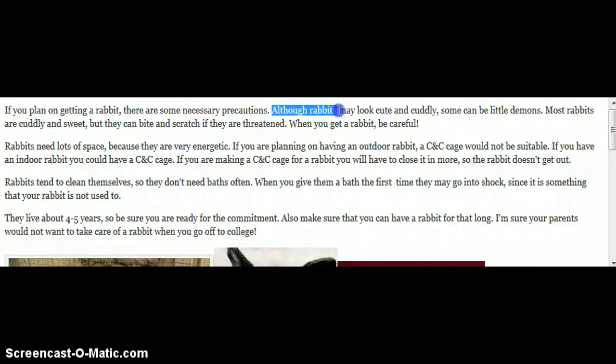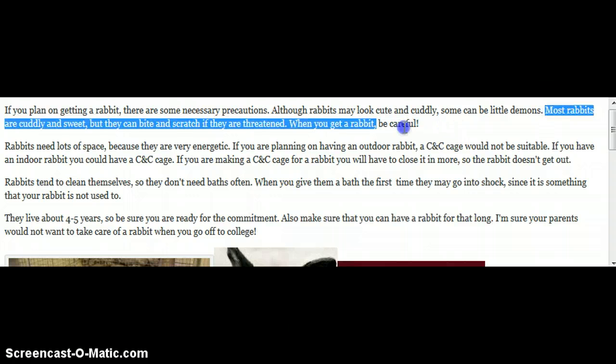Same thing here, although the rabbits may look cute and cuddly, we're waiting for something else. You then finish it with an independent clause. Some can be little demons. Right? So this right here is your dependent clause. It's an introduction to the sentence. This is the independent clause. It makes the rest of the sentence.